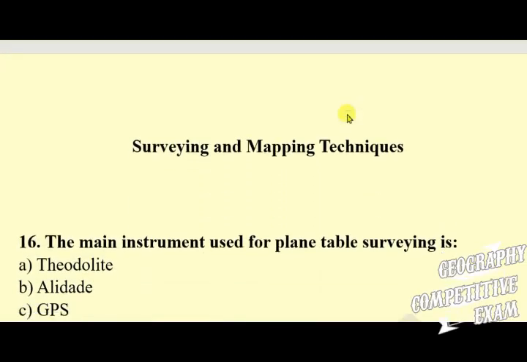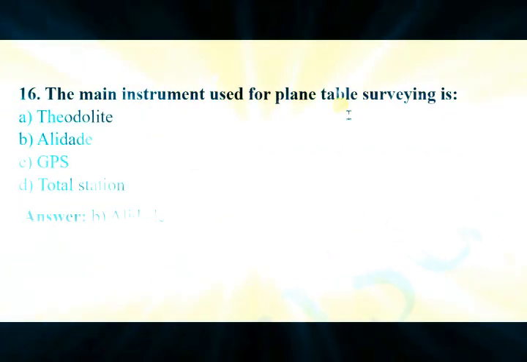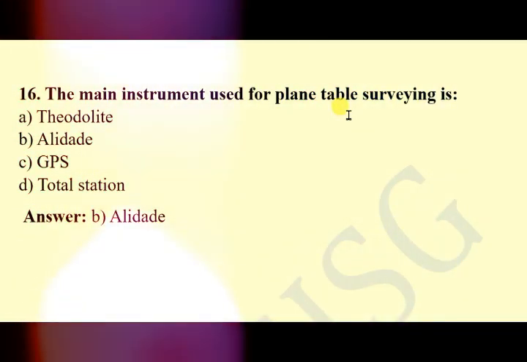Question category: Surveying and Mapping Techniques. Question number 16. The main instrument used for plane table surveying is theodolite, alidade, GPS, or total station. Here the right answer will be alidade for plane table surveying.